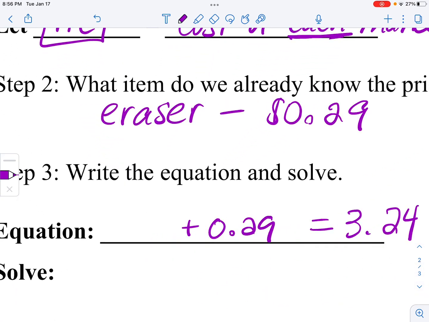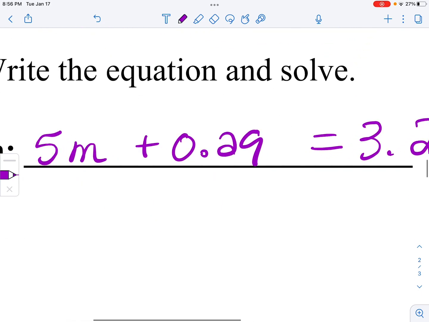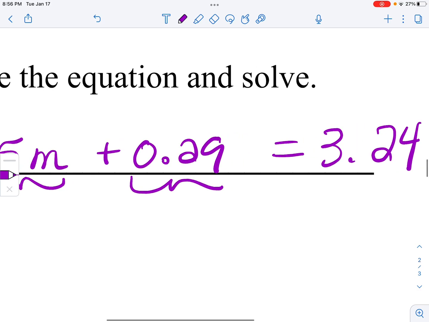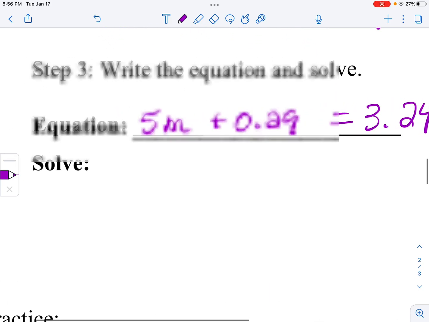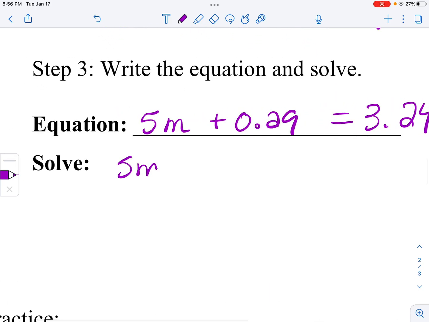So we're going to take 5 and we're going to multiply the cost of each, which right now we do not know. We know it's M. So 5 of these for whatever that cost is, plus 29 cents for that eraser should give us a total of $3.24. Now, these seem a little complicated now, but they become very repetitive, and they end up looking almost the same every time. So it will get easier. We are going to solve this now. Don't be afraid of the decimal. Nothing's changing.